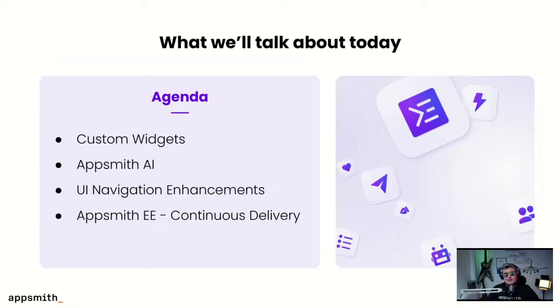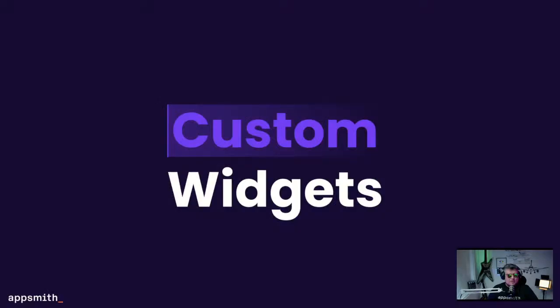Also, we'll talk a little bit at a glance about the UI navigation enhancements so you can reduce cognitive load and context switching. And last but not least, if time allows, I will go over a feature on Appsmith Enterprise Edition, because we are launching continuous delivery for your Appsmith Git repositories so you can automate deployments, pipelines, and builds, everything without leaving Appsmith at all. You will be able to control your Git repository, continuous deployments, merging, everything happens on Appsmith Enterprise Edition. So let's go to the first topic, which is custom widgets.